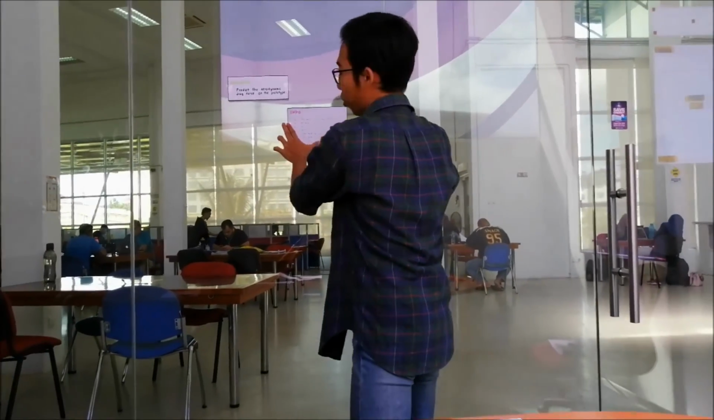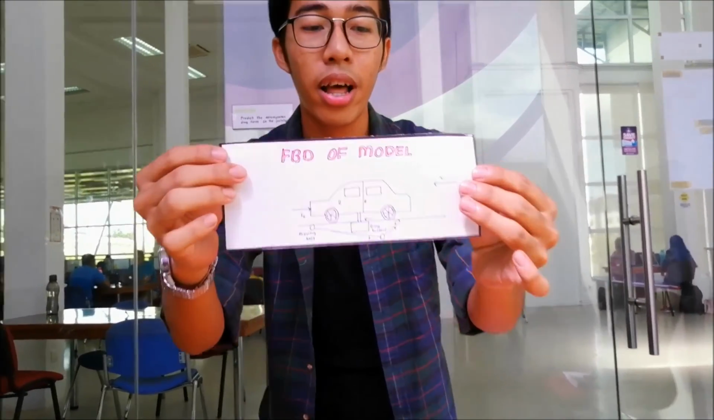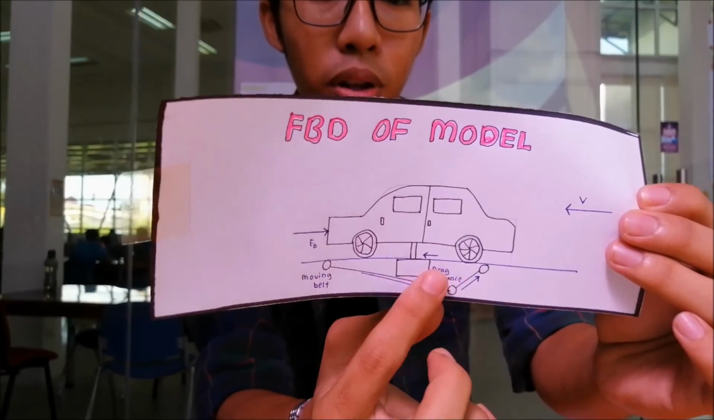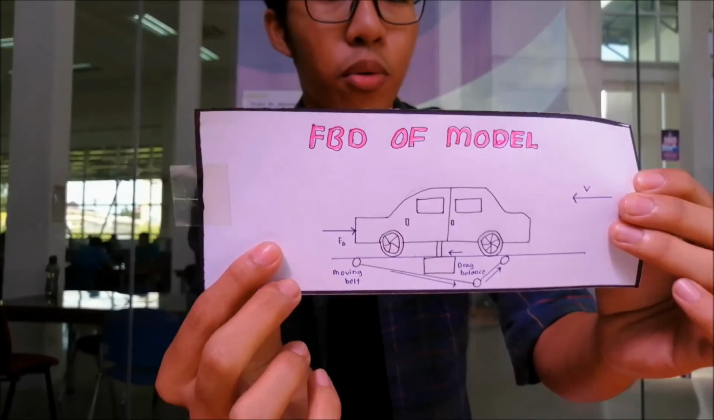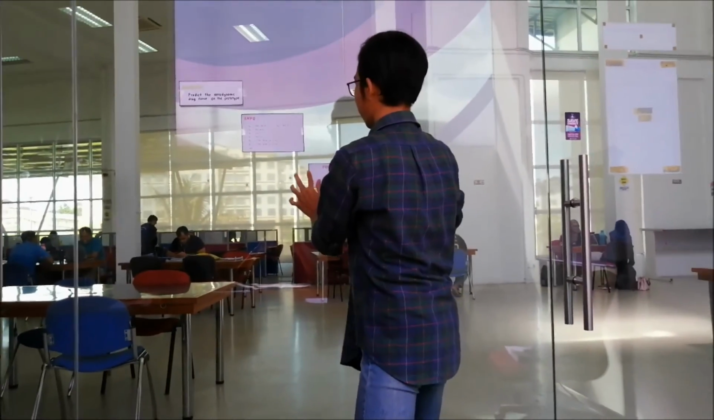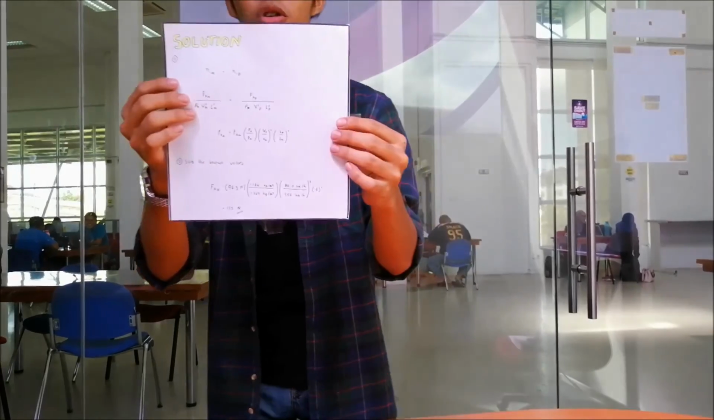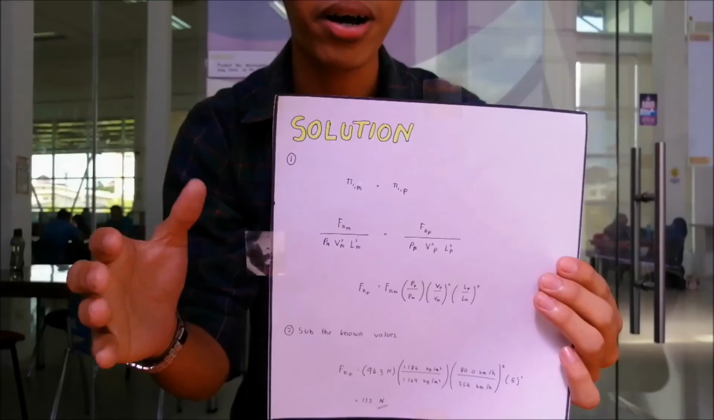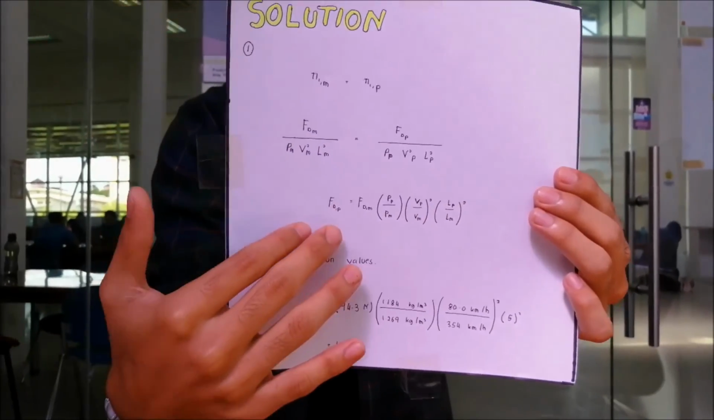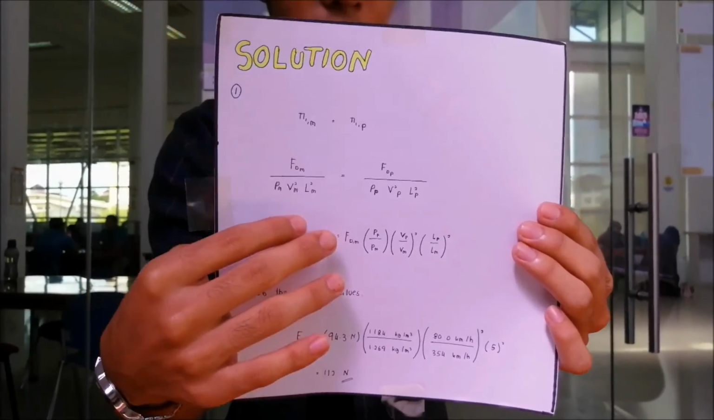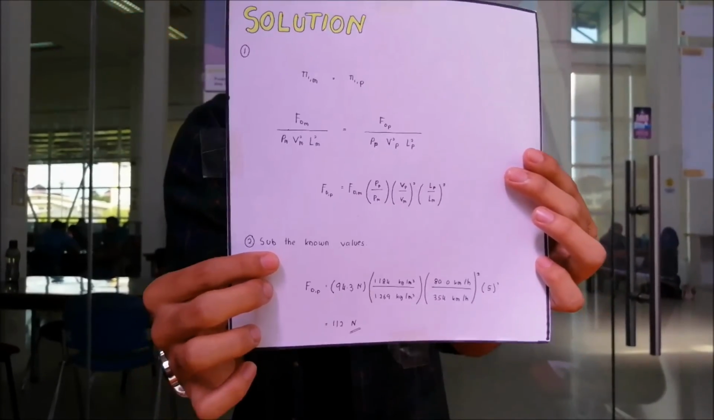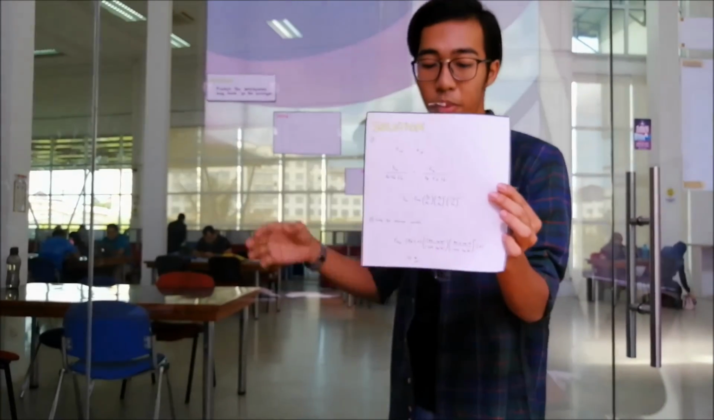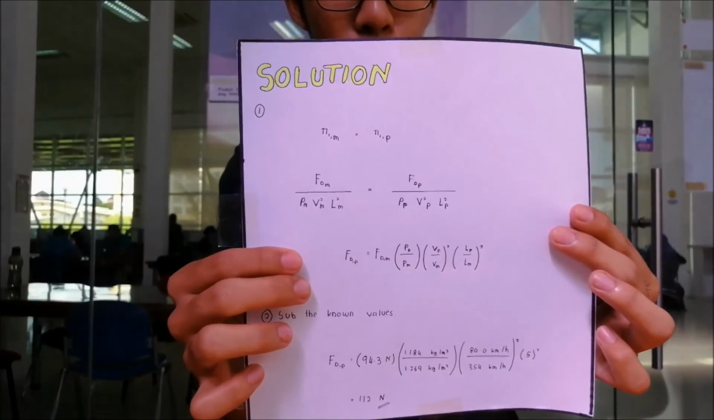Next, we must draw the FBD of the model. As you can see here, there is a drag force, the velocity comes here, and we use a model drag balance. Next, we are going to solve the solution. We know that the model and the prototype are the same but different in the ratio. We simplify the equation of the drag force, and then we substitute the parameters from the info given here, and we got the final answer, which is 1.12 Newton.